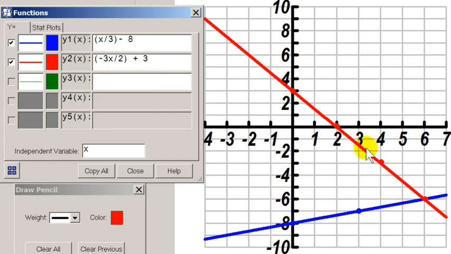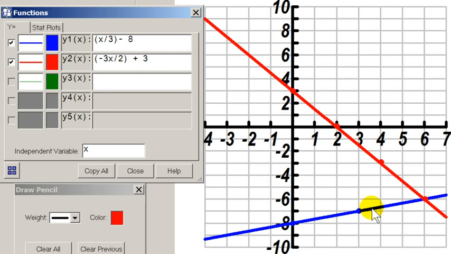For equation 2, replace x with the value of 6, and you get 6 times negative 3, which is negative 18, divided by 2 is negative 9. Negative 9 plus 3 is negative 6. So (6, negative 6) is a solution. It lies on this equation and this equation.